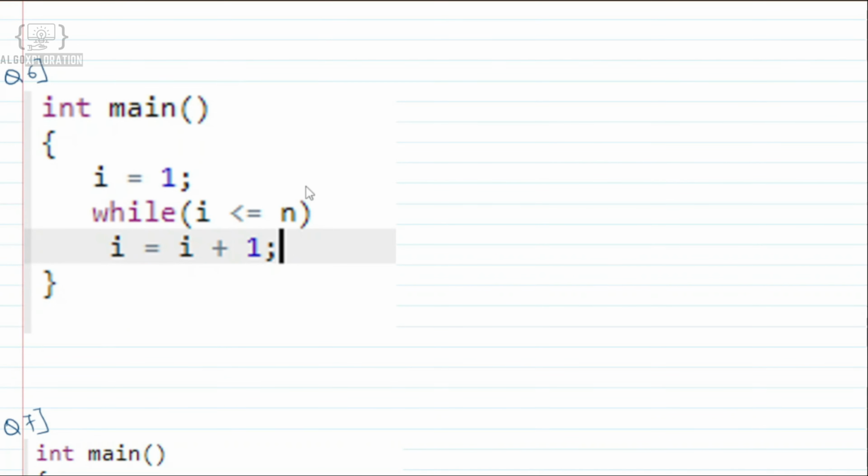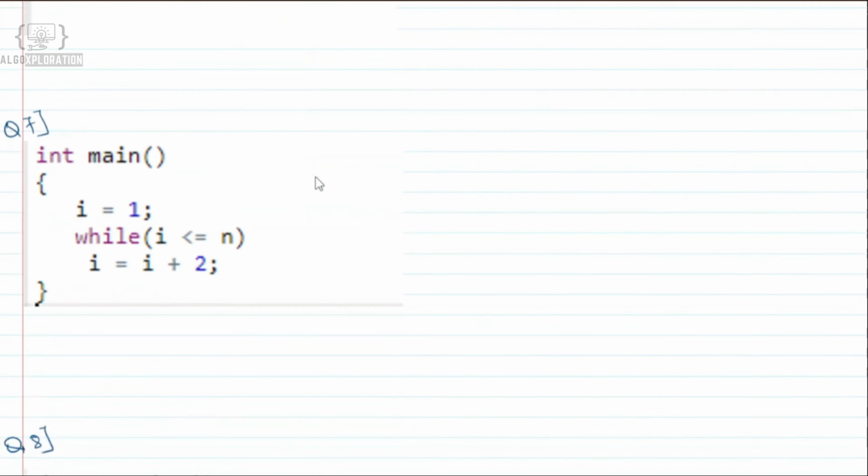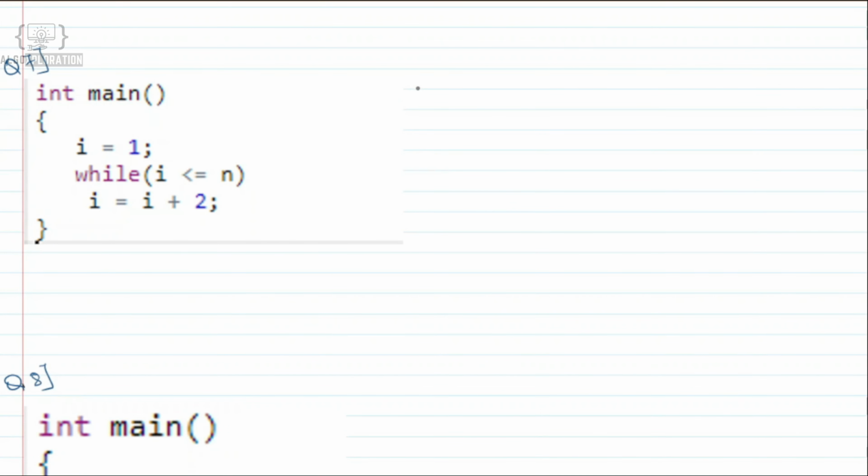Let's solve the next question. Here it is similar to the for loop, in which the loop runs from 1 to n, but in this case it is a while loop. So the order of magnitude of this statement is n. Therefore the time complexity of this problem is order of n. Now let's dry run this by taking n as 16.